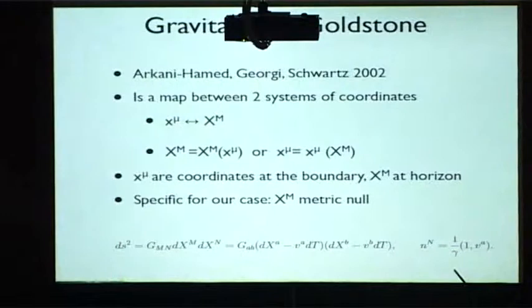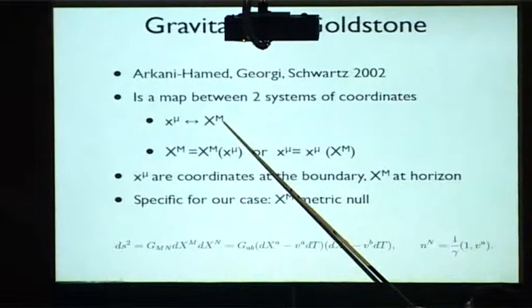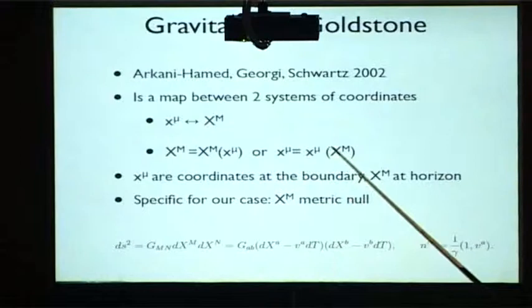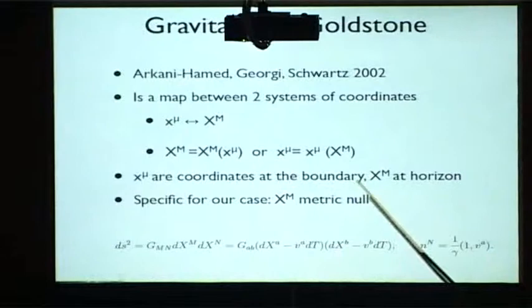Okay, so the gravitational Goldstone boson was considered before by Arkani-Hamed, Cheng, and Schwartz. It is a map between two systems. We can think about that as a map between two systems of coordinates. So we have one system of coordinates x mu and another called capital X m. Then this map can be thought of as a set of scalar fields living in coordinate x mu, or another set of scalar fields that lives in coordinate capital X m. In this way, one theory can be formulated in two different ways, as a theory in x mu or as a theory in X m. And when we write down the action, we have to make sure that the action is diffeomorphism invariant with respect to both.